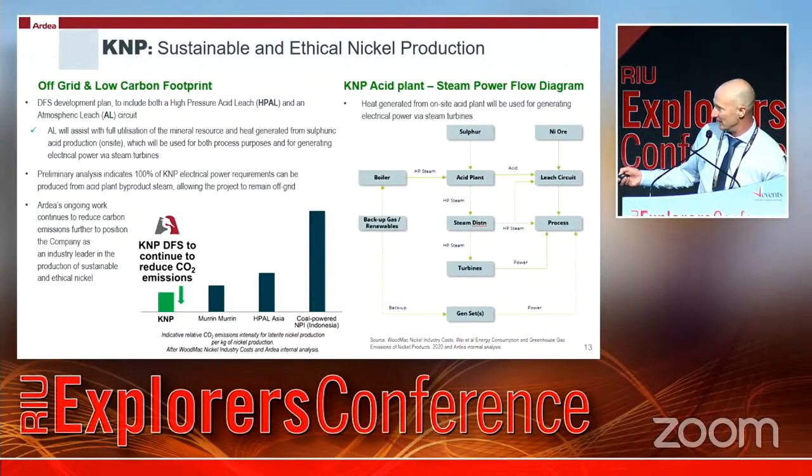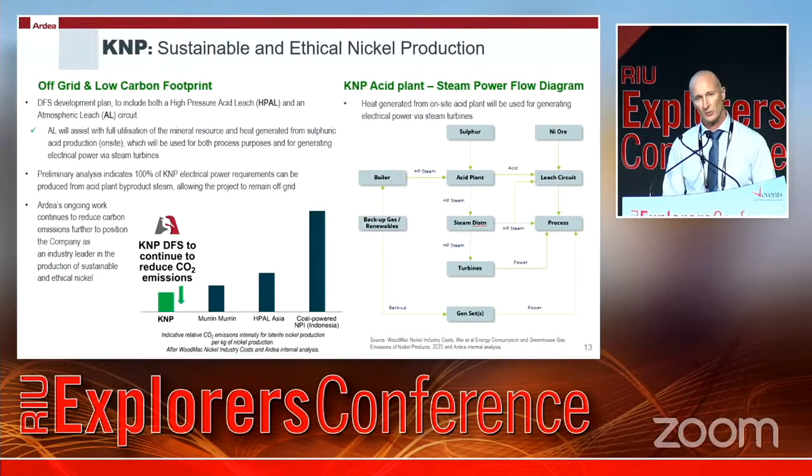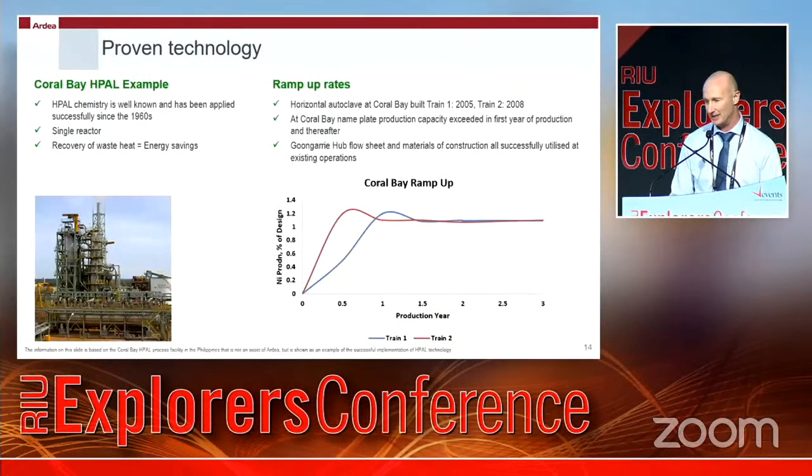And that's what gives us this industry-leading low CO2 emissions, and we will continue to reduce the CO2 emissions with the ongoing DFS work. If you compare that to Glencore's operating Murrin Murrin project, we're significantly lower, and if you look at the coal-fired projects in Indonesia, we're about a quarter of their emissions. So again, if you want ethical and sustainable mineral supply, you can't go to Indonesia. Everything we are going to implement with the project development is tried and true and successfully employed at existing operations.